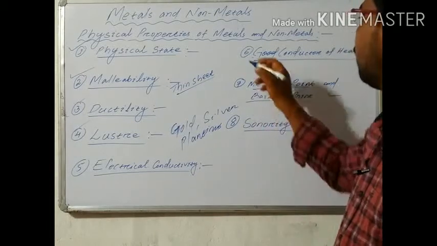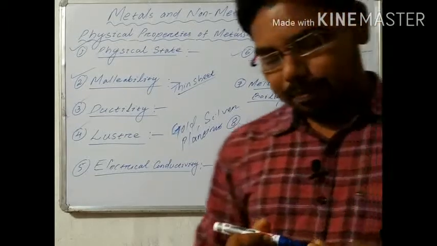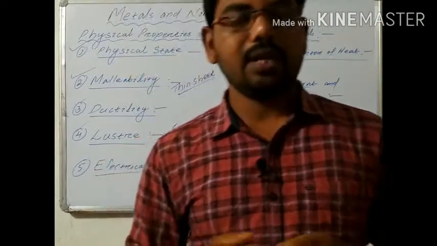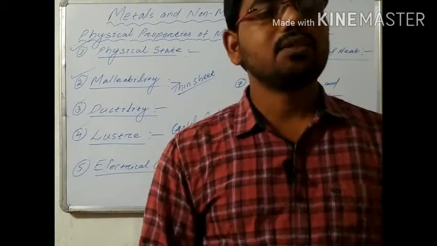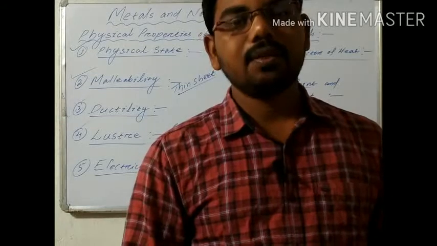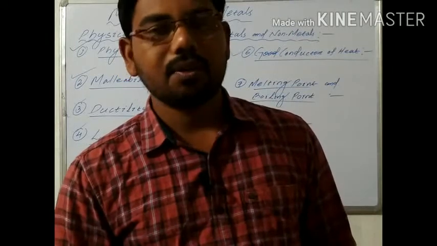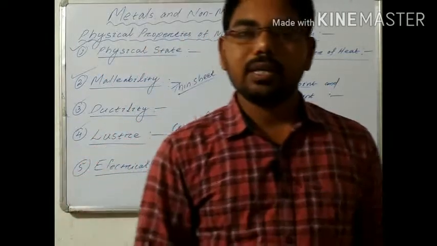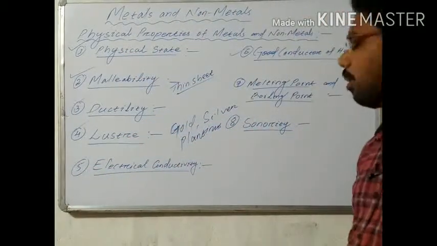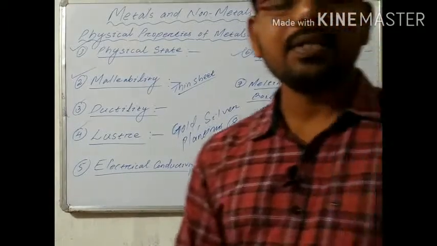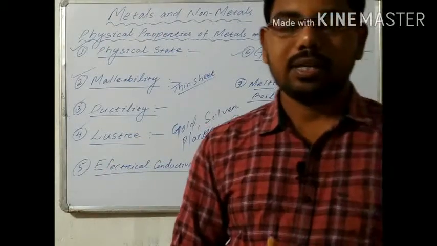Next property is being a good conductor of heat. We have discussed one example: when we heat one side of a metal and touch the other side, we also feel warm, because metals can conduct heat from one part to another. That is why all metals are good conductors of heat. Metals like iron, silver and copper are good conductors of heat.